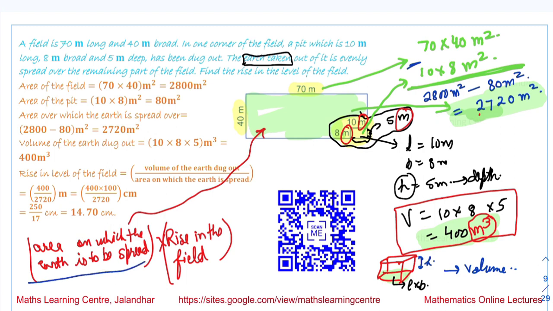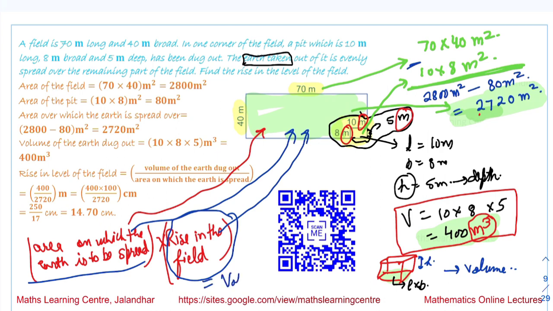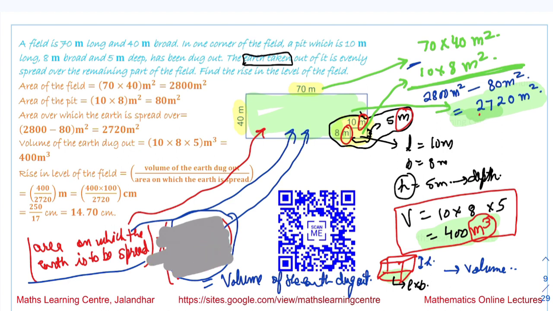Similarly, this is the area of this region and this is the height that it is going to attain, and this should be equal to the total volume of the earth dug out. That is, the volume of the mud that we have dug out should be equal to the area of the field into height. What we want to calculate is this value, the rise in the field.